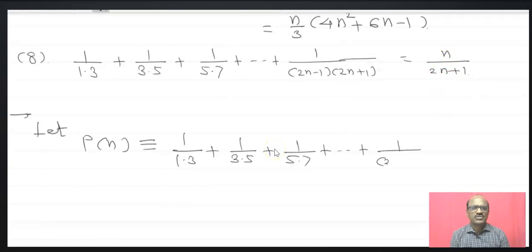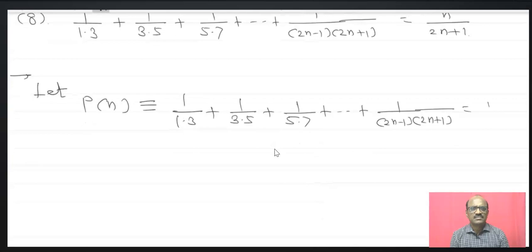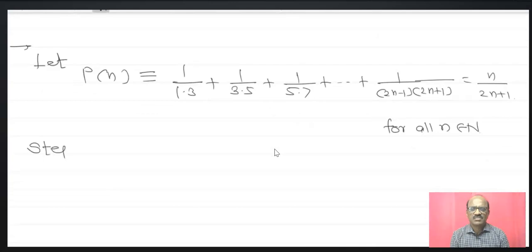Let P of n be the first assumption, that is, we consider here the given result. For every example we write this step for all n belonging to the capital N. Now the step number 1, that is the foundation.